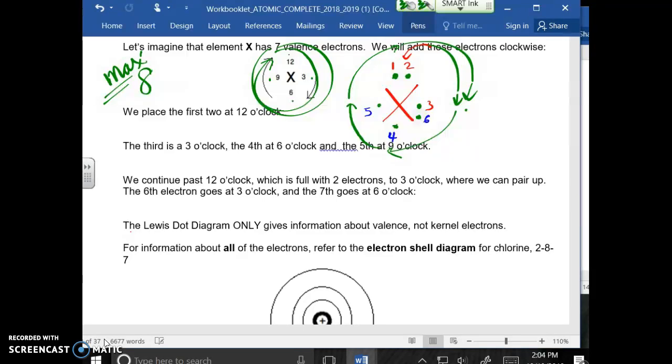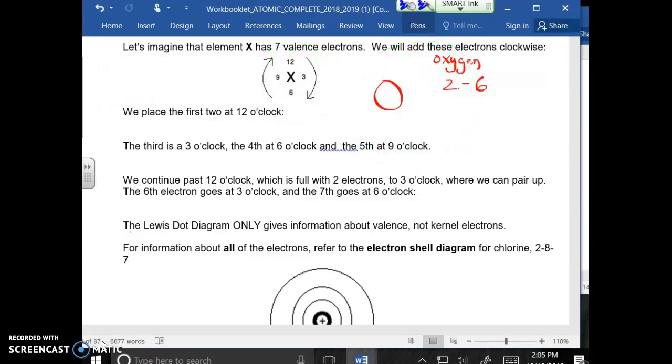If I have a 7th valence electron, I move on to 6 o'clock, and I put a 7th dot here. And finally, if I have an 8th dot, which has a special significance, which we'll talk about, I then finish up at 9 o'clock. That would be dot number 8. Let me take you through a couple of examples.